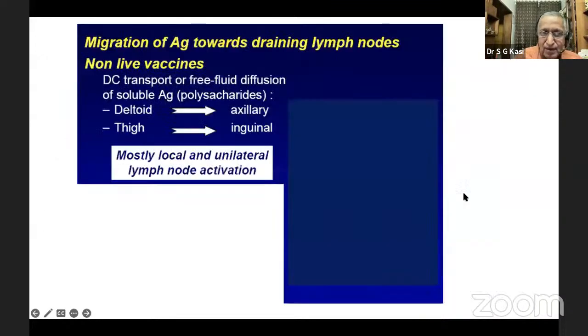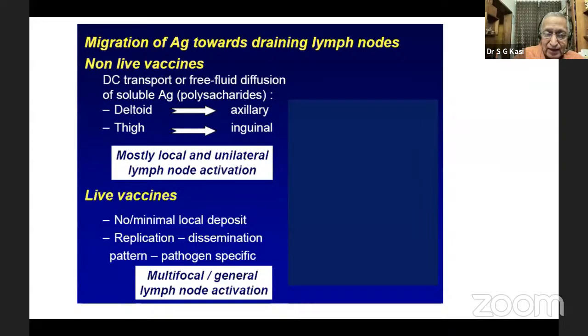So here we should remember that an inactivated vaccine does not multiply within the body. It drains only to the regional lymph node. So you get only local and unilateral lymph node activation. On the other hand, a live vaccine is not retained at the site. It gets disseminated throughout the body. It multiplies everywhere. And there is a multifocal lymph node activation all over the body. So that's why it's not unusual to get generalized lymphadenopathy after you have taken the rubella vaccine.